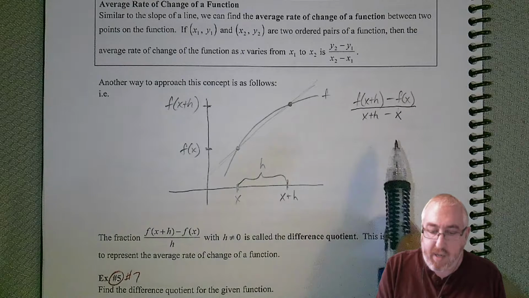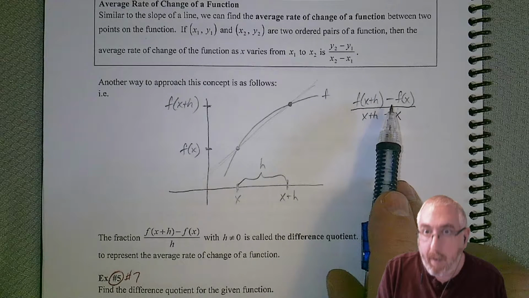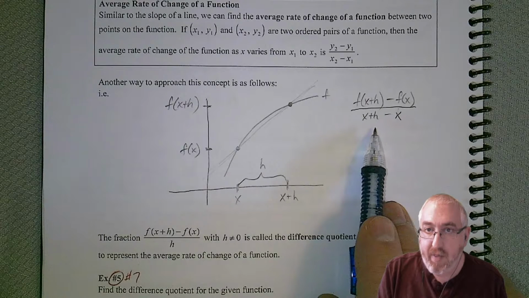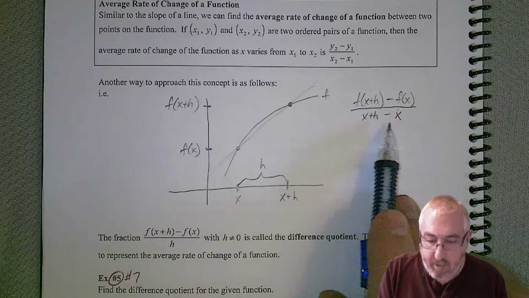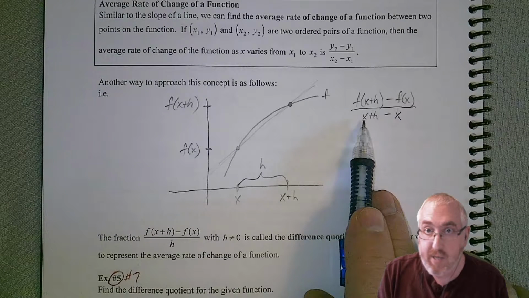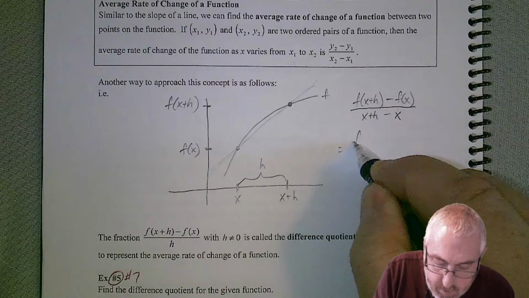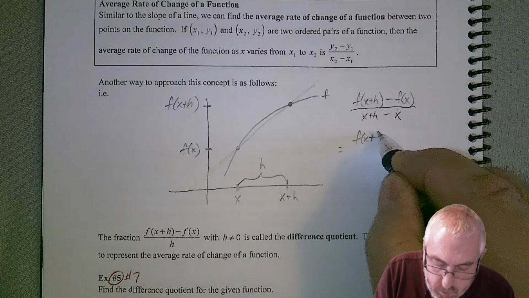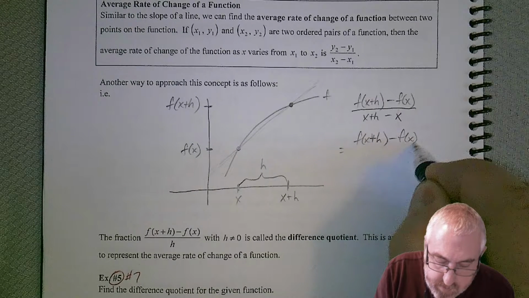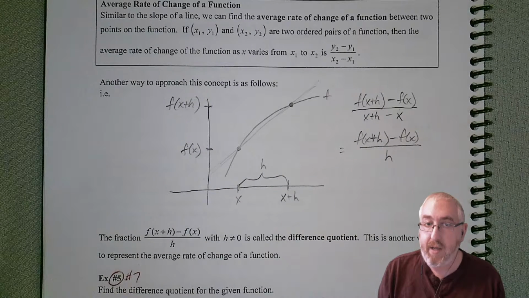Now, because I'm not sure what the function is, I can't really simplify the top. But I can simplify the bottom. Algebraically, I have a positive x plus h minus x. Well, those x's will cancel. So I do end up getting this. And that is our difference quotient.